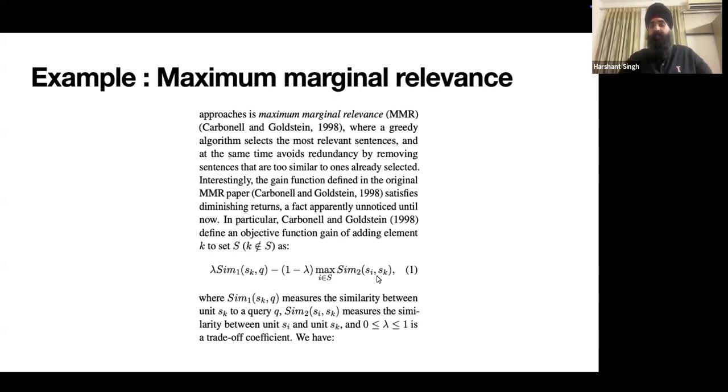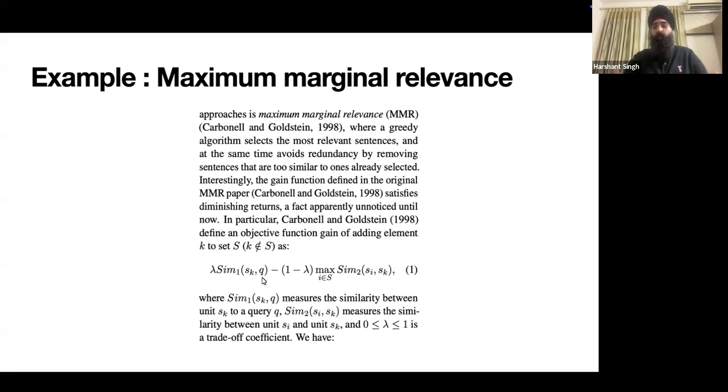So what this says is that Sk is a sentence that you want to include or not, and Q is the query. So it rewards the similarity of the sentence with the query, and penalizes the similarity between two sentences. So if two sentences are too similar to each other, they should not be included. And if a sentence is similar to the query, then it should be included. These similarity measures can be anything. They can be cosine similarity or anything else.